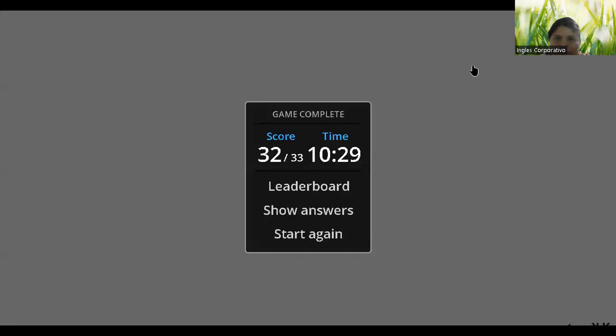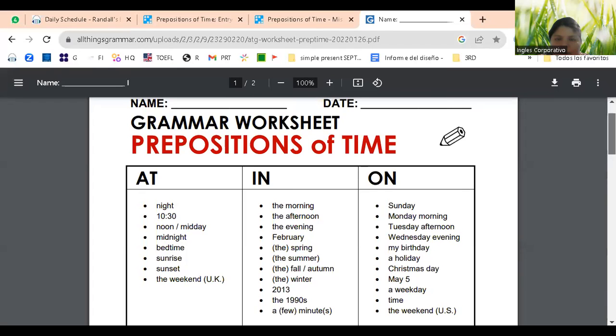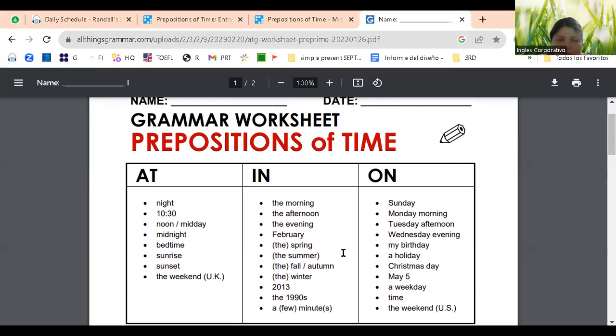Okay, so now you're going to be working as a team with somebody and you're going to be using this worksheet. Can you take a picture of it? So here you have some more prepositions of time. We have the three prepositions that we have been studying: at, in, and on. But we have some more words that maybe you haven't seen so far. Entonces, aquí hay unas palabritas adicionales a las que hemos visto. Las vamos utilizando con estas preposiciones en específico. Por ejemplo, bedtime. At bedtime. Bedtime es la hora de dormir.